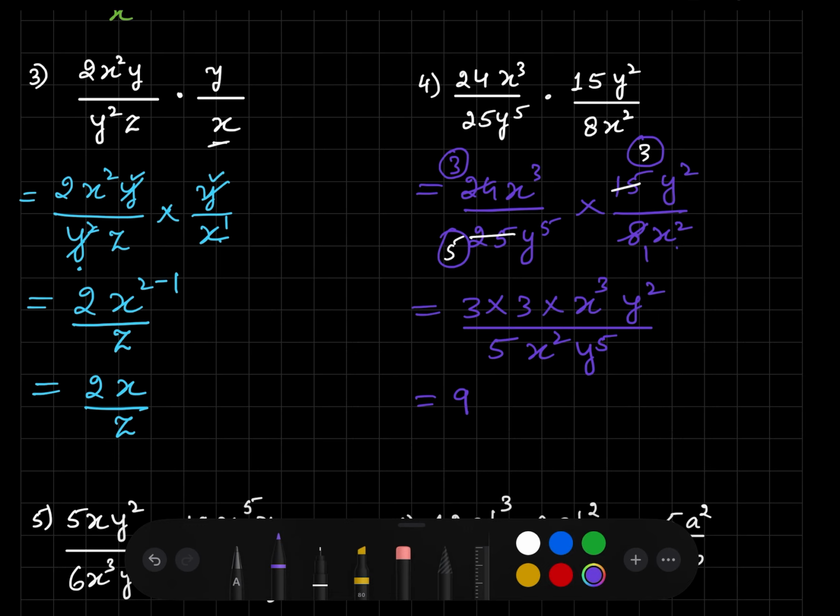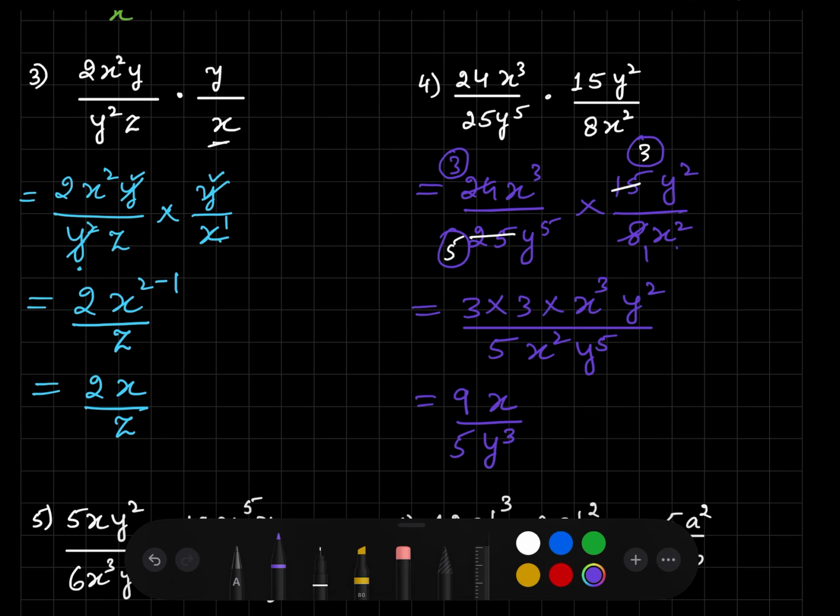So you can now directly also do, if you want, x raised to 3 minus 2. So it will be x now. And y raised to 5 is greater than y square. So I can write here y raised to 5 minus 2, which is 3. Clear? And this 5, of course. Got it? So we can do now directly also.